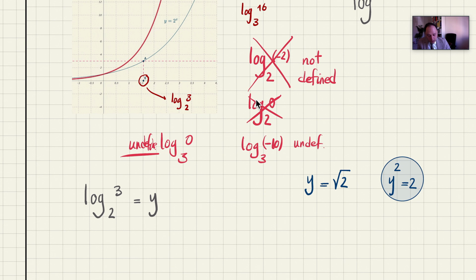Now, can you tell me, when the logarithm of 3 in base 2 is y, what is the meaning of this? How can I translate this into the language of powers? This is not a power. I would say that y is the exponent and 2 is the base. And then 3 is the answer. Yes, exactly. So this means that 2 to the power of y is equal to 3.